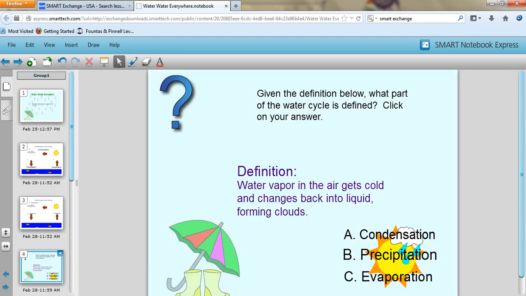And then moving on, it says, given the definition below, what part of the water cycle is defined? The definition says the water vapor in the air gets cold and changes back into liquid, forming clouds. And that would be condensation.